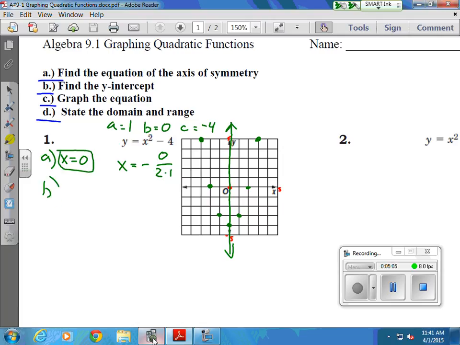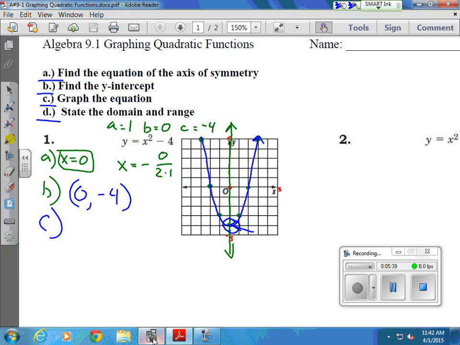So B, find the y-intercept. Where is this going to cross the y-axis? There, at its vertex, at 0, -4. C, graph the equation. We did, we plotted the points. Make sure you make this a curve, not a pointy arrow. It gradually turns as it gets to the vertex and heads back up.